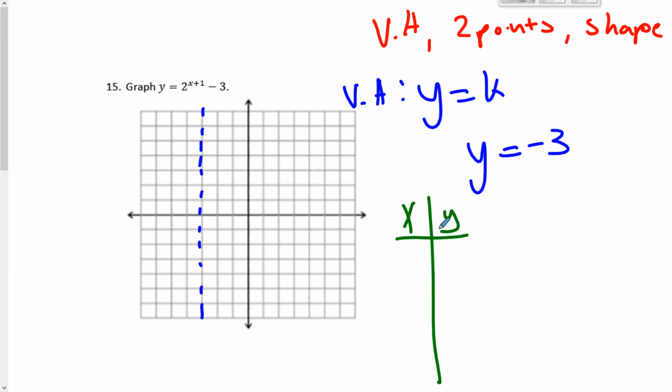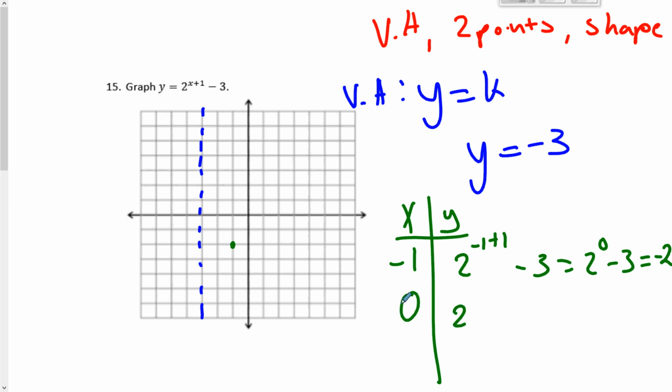So if I pick x as -1, then I will get an exponent of 0, so that'd be 2 raised to -1 plus 1. See how we get 0 there? And then we can take 2 to the 0 minus 3, which equals 1 minus 3, which equals -2. So -1, -2. So there's my point. Now another one to pick is 0, because 0 plus 1 is 1, and 2 to the 1 is 2, and 2 minus 3 is -1, so 0, -1.